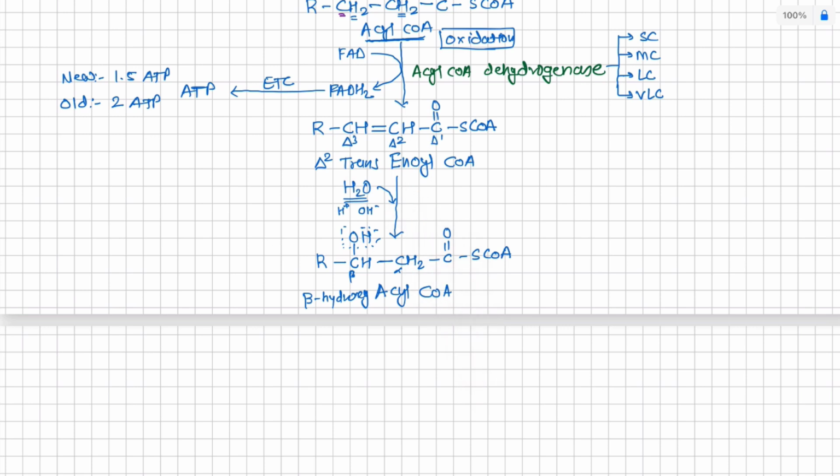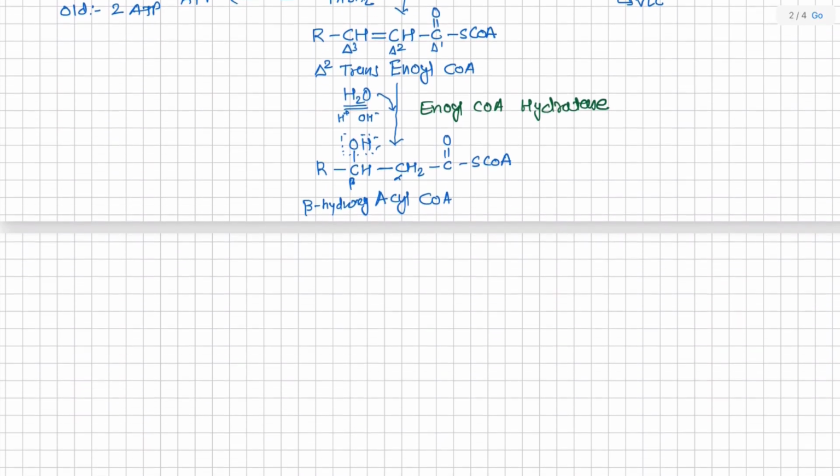And this reaction is catalyzed by an enzyme. Here once again, it is the name of the substrate followed by its action. The substrate is enoyl coenzyme A, followed by the action. The action is hydration. So the enzyme is enoyl coenzyme A hydratase. This enzyme catalyzes and converts it to beta hydroxyacyl coenzyme A.